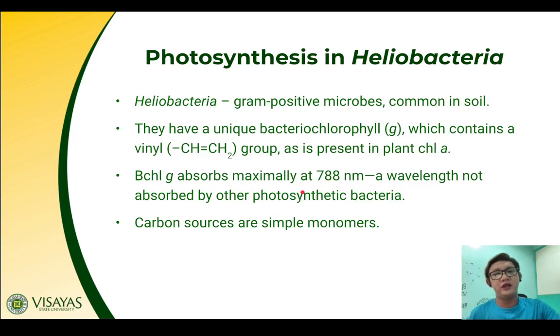So in the case of the heliobacteria, heliobacteria are gram-positive microbes that are commonly found in soil. So they have a unique bacterial chlorophyll G, which contains a vinyl group, as is present in plant chlorophyll A. Bacterial chlorophyll G absorbs maximally at 788 nanometers, a wavelength that is not absorbed by other photosynthetic bacteria. Their carbon sources are simple monomers.